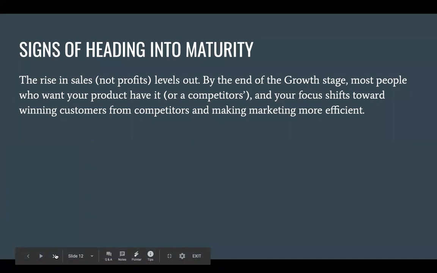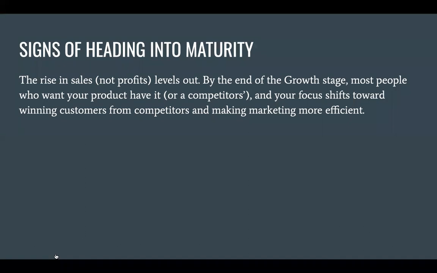And during growth, the sign of heading into maturity is when the rise in sales, not profits, levels out. So profits is the amount of money you gain, sales is the amount of products you sell. By the end of the growth stage, most people who want your product have it, or a competitor's, and your focus shifts from winning customers from competitors to making marketing more efficient.